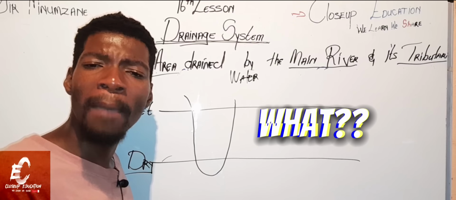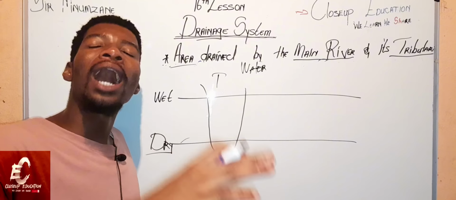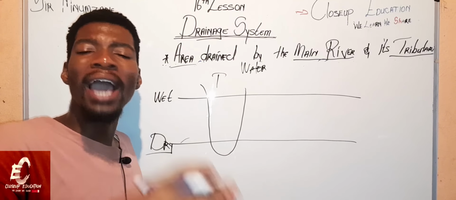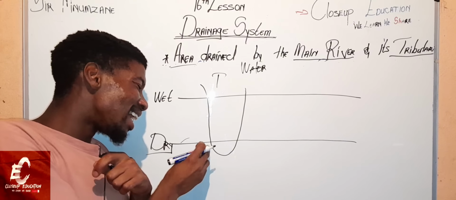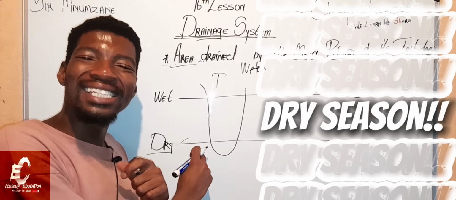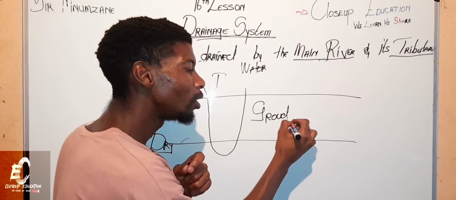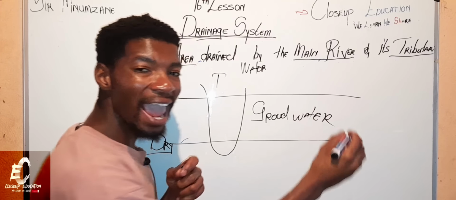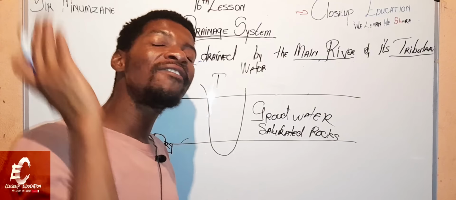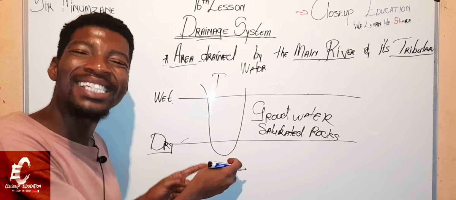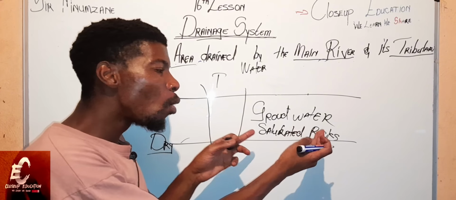So what do we know about the permanent or perennial river? It flows throughout the year. Why does it flow throughout the year? Because it cuts through the wet season layer and also through the dry season layer, reaching the groundwater in the saturated rocks. This is our permanent river. It flows throughout the year because it cuts through the dry season layer on the groundwater.